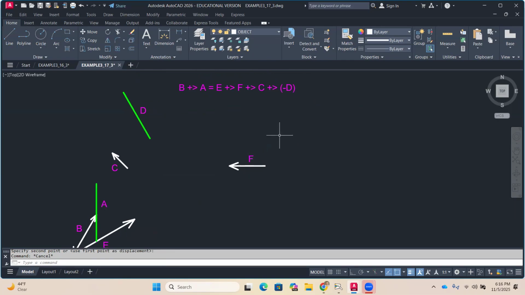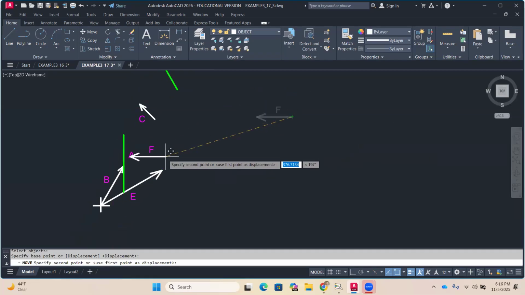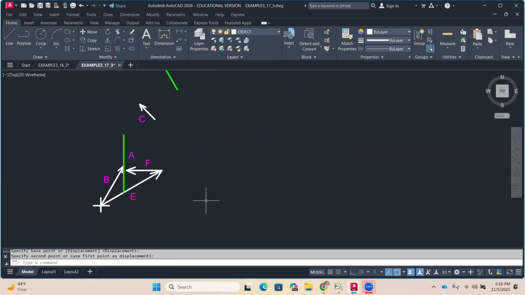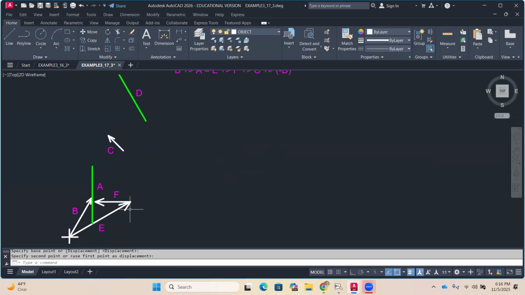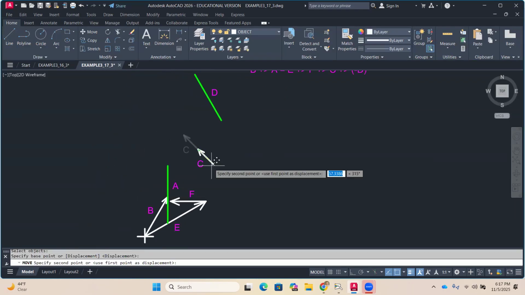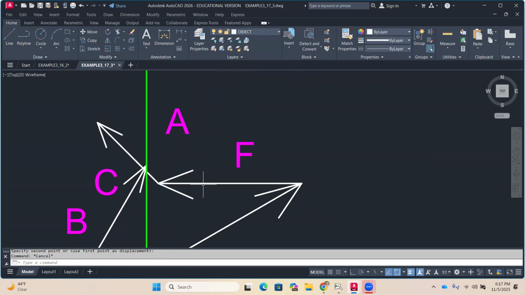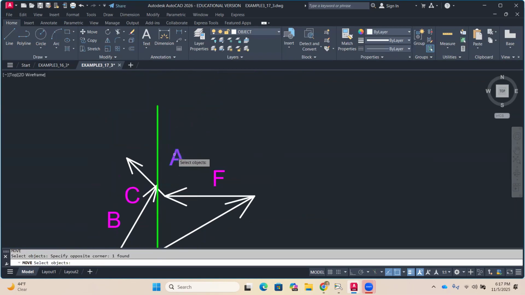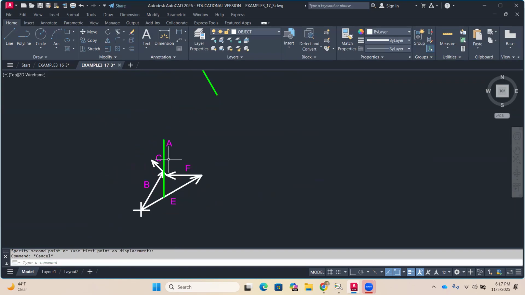Then I'm going to add my next vector, which is F. So I'm going to move F, take its tail, and place it at the tip of E. So E plus F. Then I'm going to add C. E plus F plus C. So I'm going to move C, take its tail and put it at the end of F. Now I might need to do a little moving around of things. I'm going to move C here-ish right now.